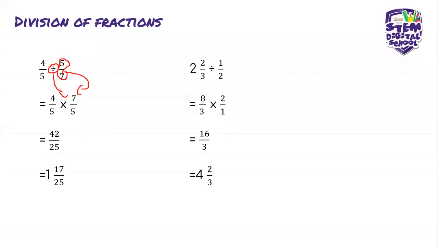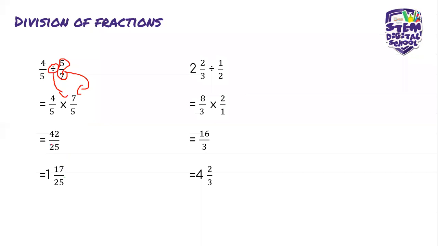How? I write 4/5, right? And then I say, okay, I don't divide fractions, we multiply. Now, because it was 5/7, you flip it and it becomes 7/5. Then you continue the way you would if it was multiplication: numerator with numerator, denominator with denominator. 4 times 7 is what? 42. 5 times 5 is 25.